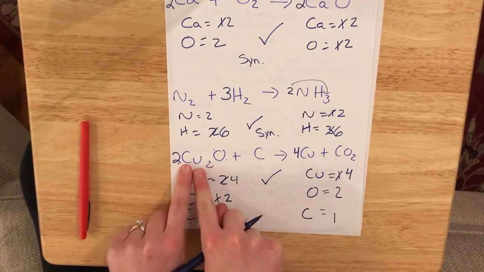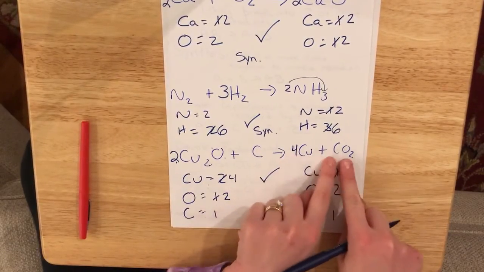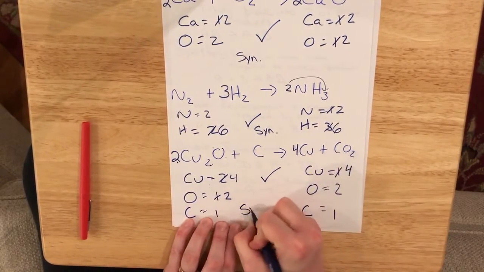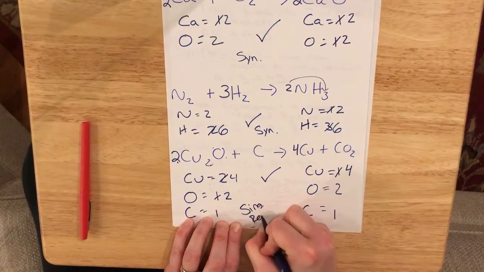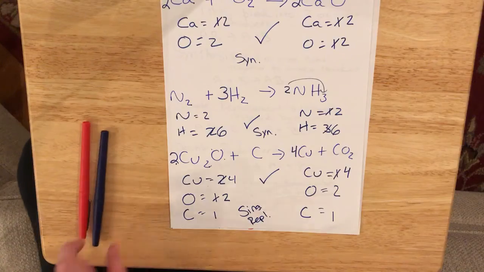All right, here I have copper bound with oxygen and a single carbon. Here I have a single copper with carbon with oxygen, so here I would have a single replacement. Okay, once again, you'll have a practice activity with this, and if you have any questions, feel free to ask.